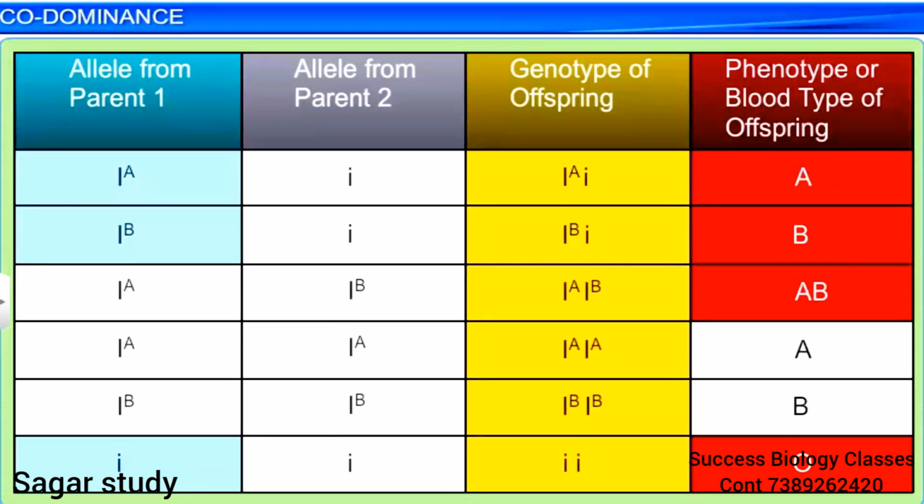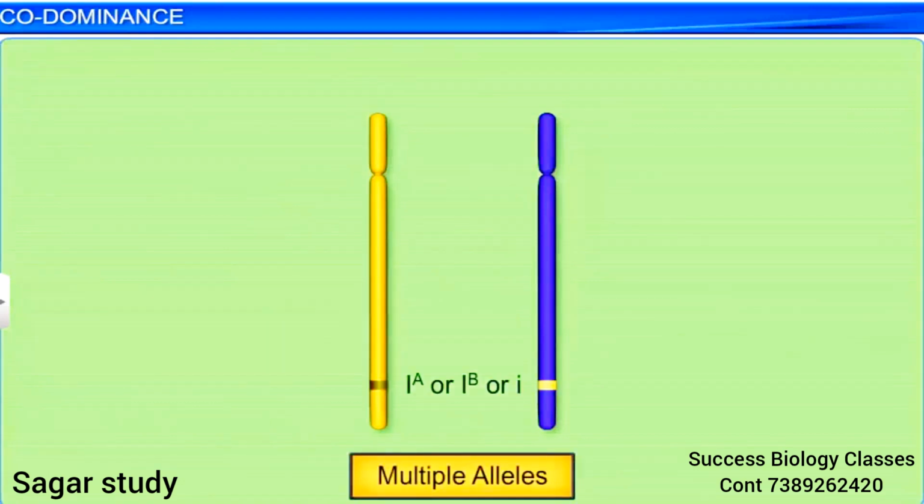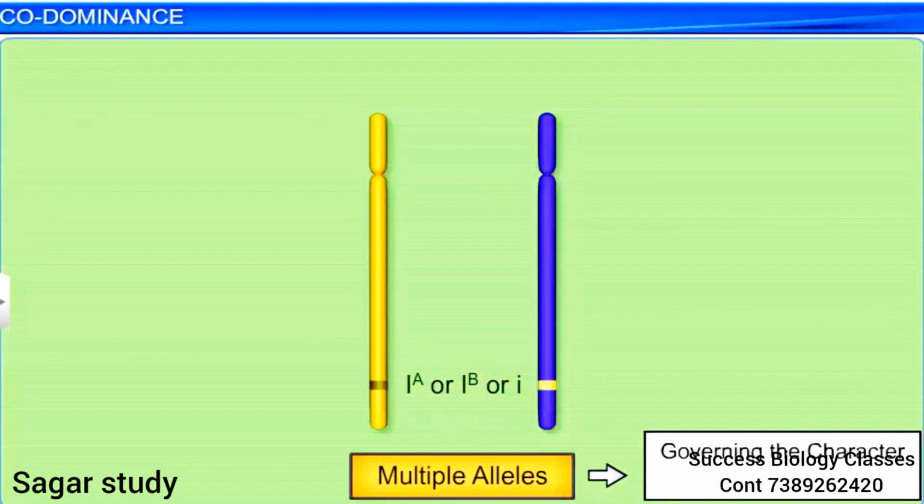Apart from being a good example for codominance, the ABO blood grouping system is also an ideal example of multiple alleles. As we just saw, the gene I has 3 alleles, capital IA, capital IB, and small i, that govern the same character, that is, blood group.